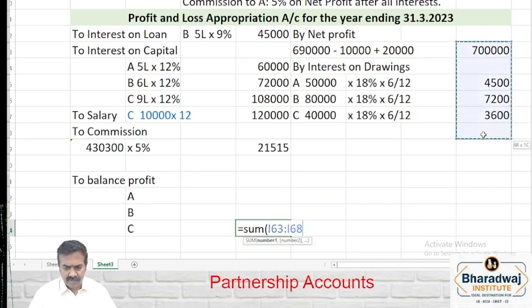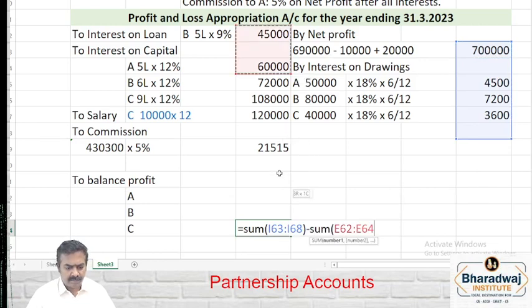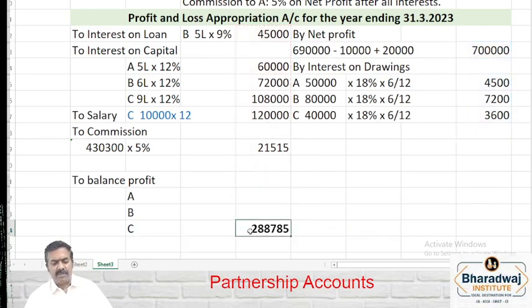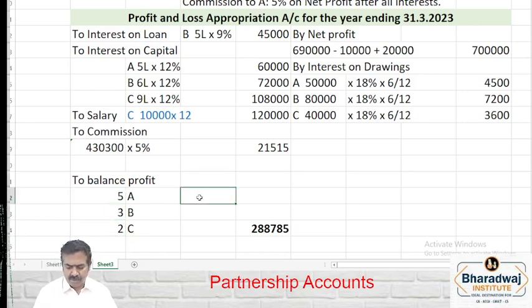Total of credits minus total of debits, you get the balance of profit. This will be shared in which ratio? The profit sharing ratio. If the profit sharing ratio is not given, then you would have gone for an equal ratio. What is the profit sharing ratio given in the question? 5:3:2. So simple.